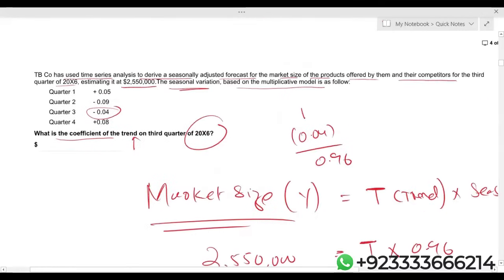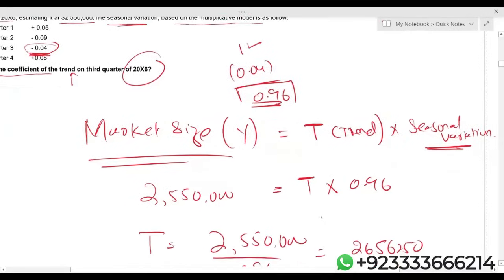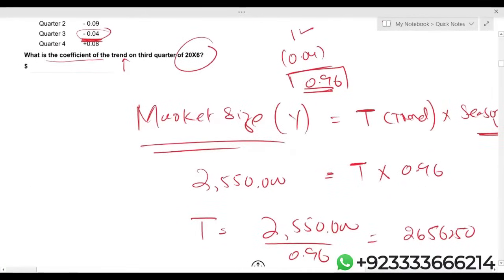Simply one. Look at this in quarter 3. We are having minus 0.04. So your seasonal variation becomes 0.96. Is that clear now? And they have not given us any choices. It means you have to just write the answer. Okay.